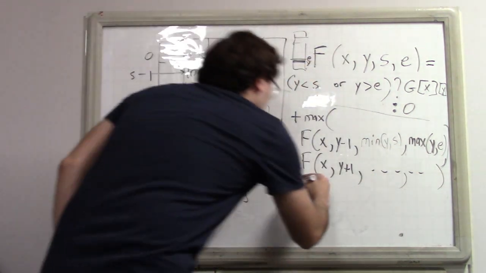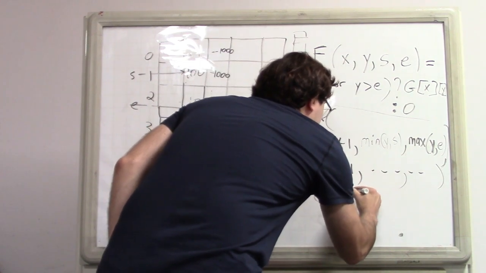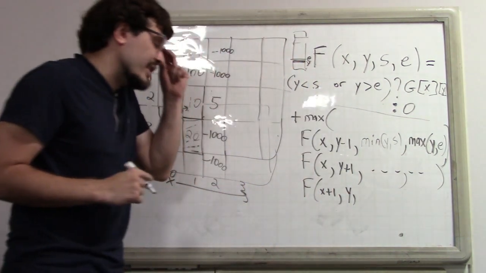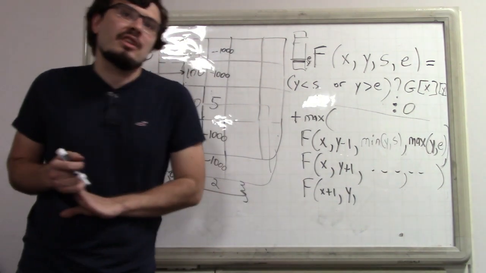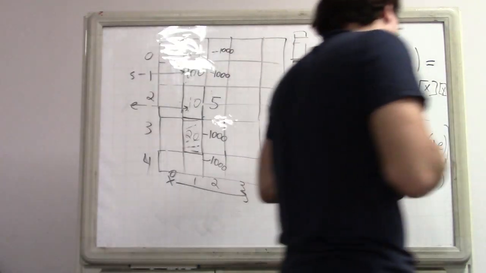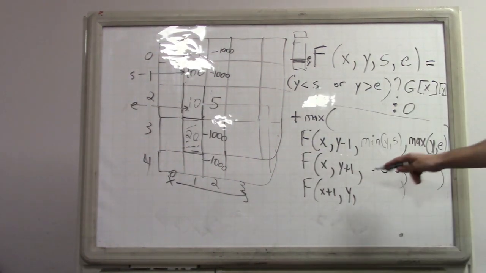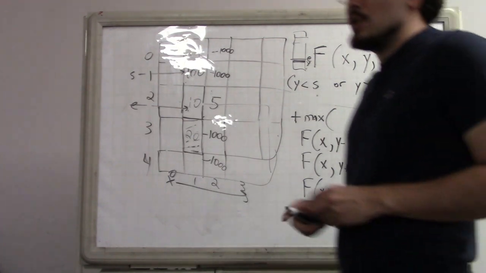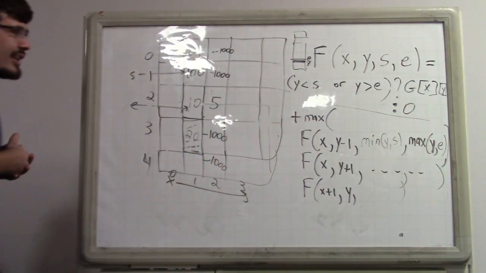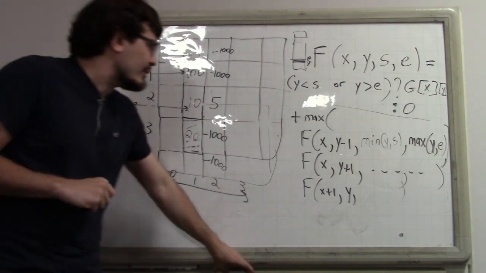And then we can do the case where we go to the right, which is x plus 1, y. And here we run into a little difficulty, which is par for the course for complicated dynamic programming problems. When we move to the new column, we actually have no history, so we don't have a way of representing that. But okay, we can hack our way around it.